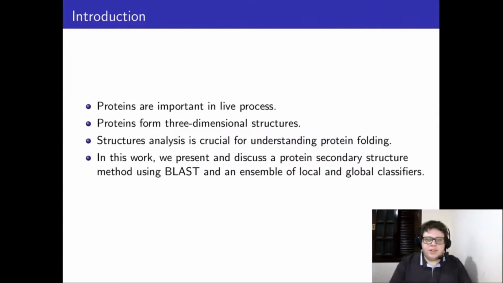In this work, we present and discuss a method using a fusion of global and local classifiers with BLAST. Our main contribution is to present a method that can predict protein secondary structure using the amino acid sequence, protein similarity information, and biological properties.